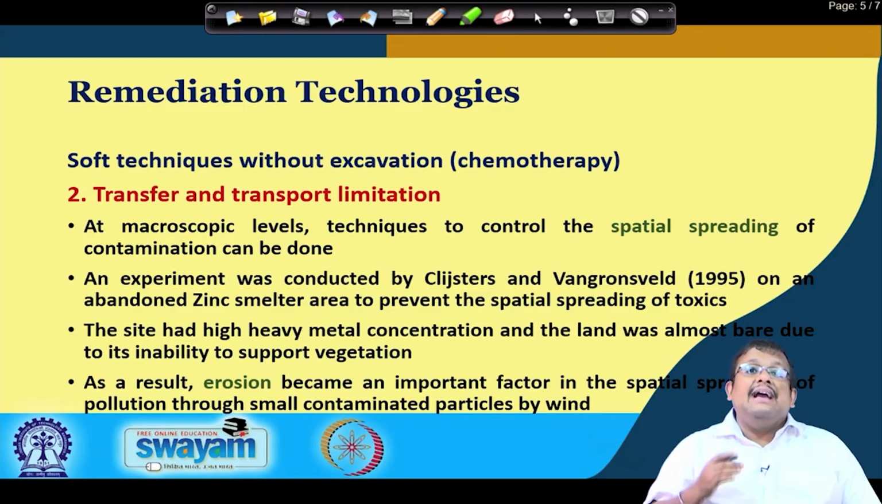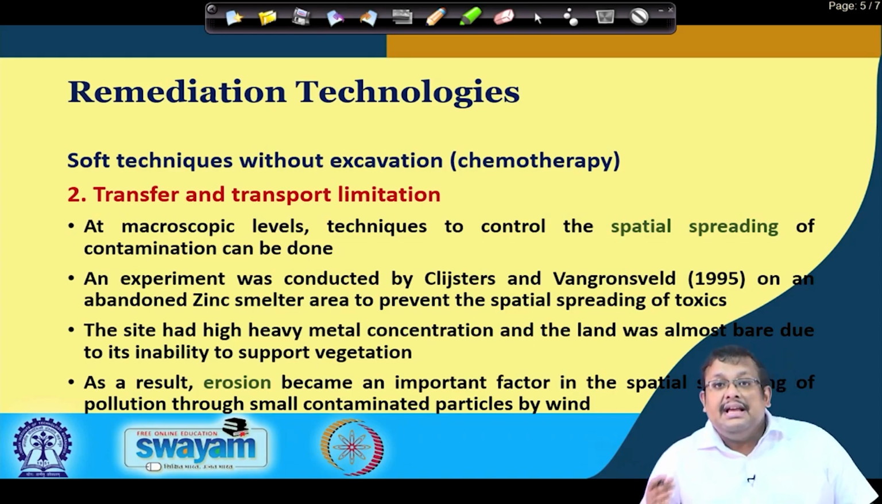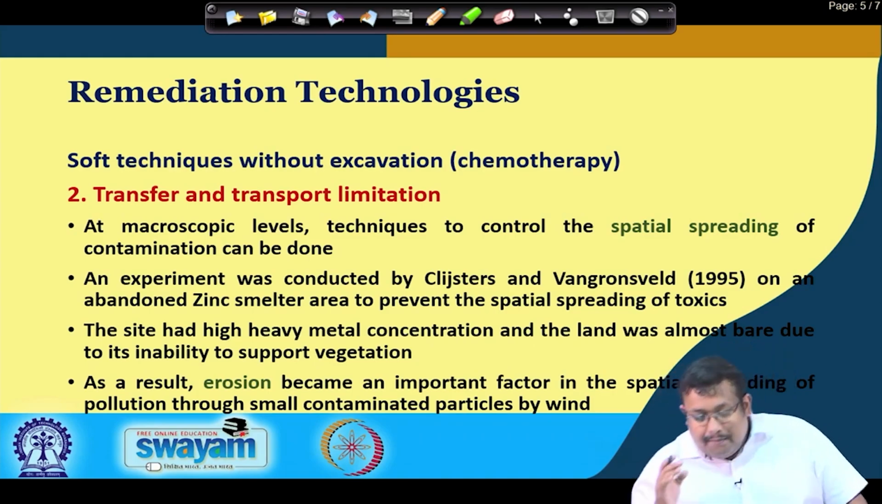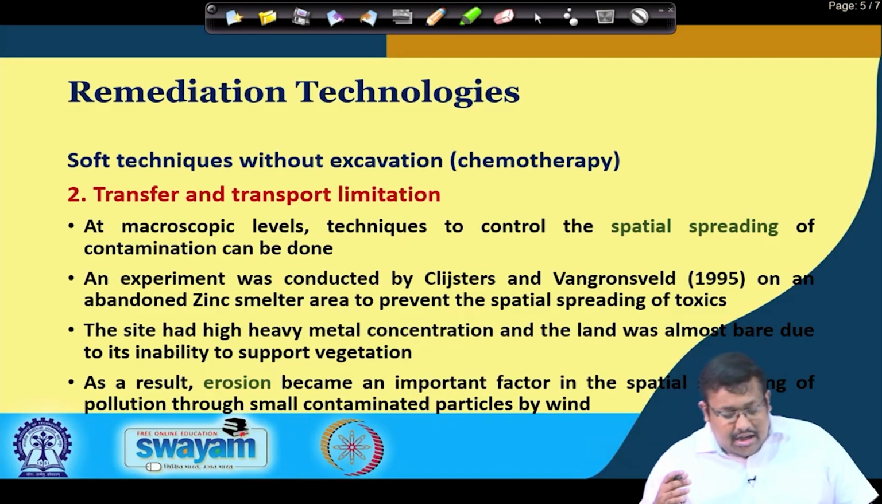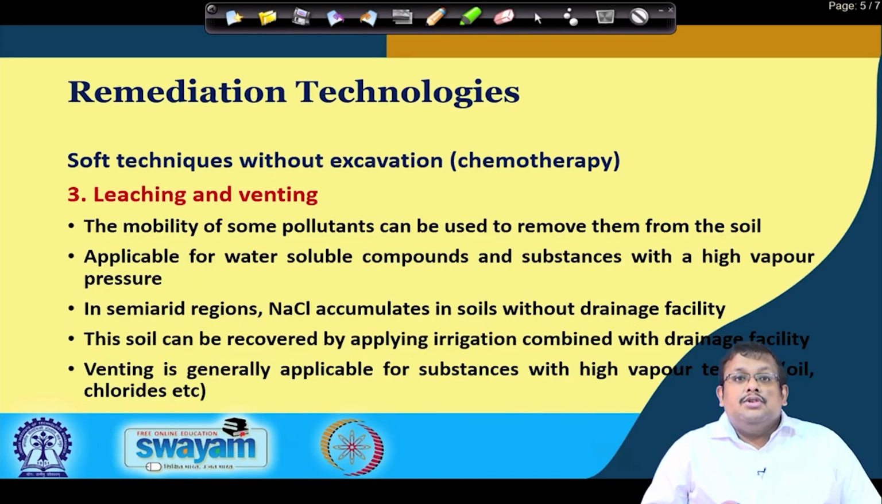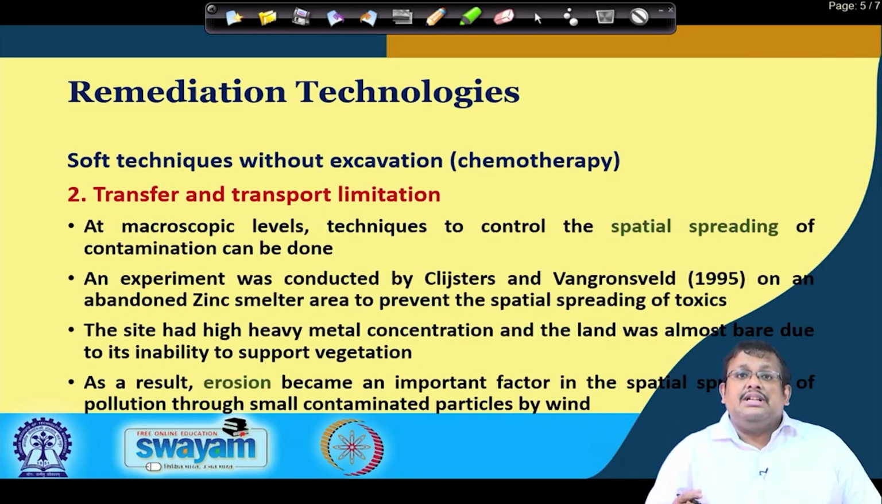So, the site had high heavy metal concentration and the land was almost bare due to its inability to support vegetation. There was no vegetation due to high heavy metal content. As a result, erosion became an important factor in the spatial spread of the pollution through small contaminated particles carried by wind. So, this is an important consideration for soil techniques without excavation or chemotherapeutic techniques. This is called the transfer and transport limitation.